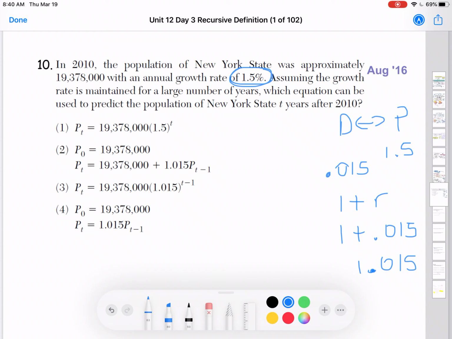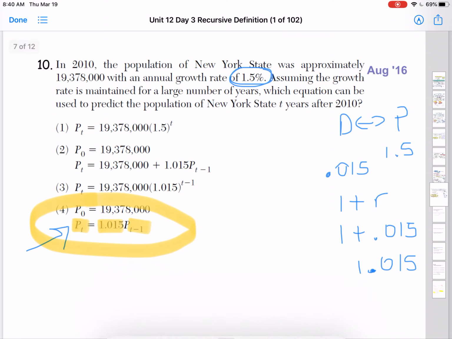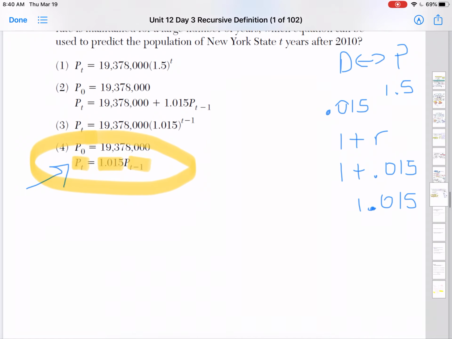So again, immediately I'm seeing choice 4. Here's my value I'm starting with, and then each year all I'm doing is, to just say it, the next term is the one before it times that amount. So choice 4 would definitely be my guy that worked. If you sat there and substituted in and figured the other ones, those don't work. But recursive, there it is.